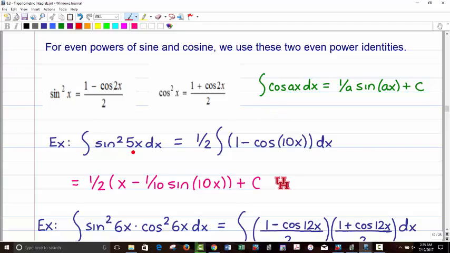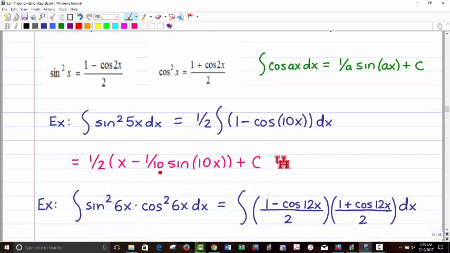To integrate sine squared of 5x, I pull the 1/2 out, and you have 1 minus cos of 10x. That's easy. The antiderivative of 1 would be x. The antiderivative of cos of 10x will be 1/10 sine of 10x. Now I have the 1/2 factored out here, but if you're choosing a multiple choice answer, you might need to distribute the 1/2 through the parentheses, but that's certainly not difficult. That would be easy to take care of.